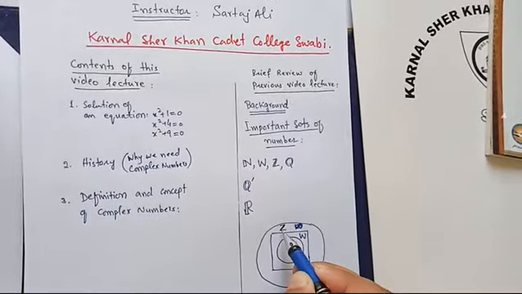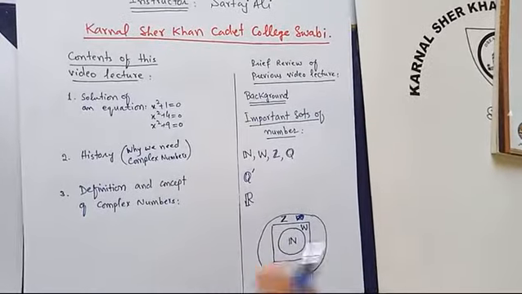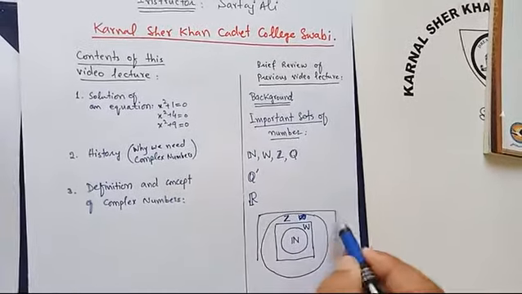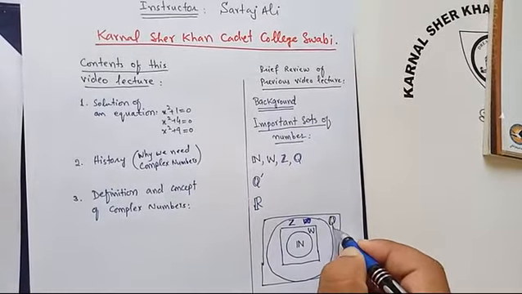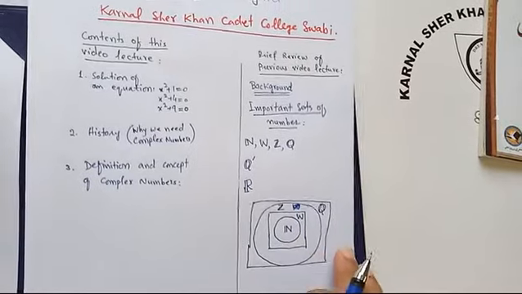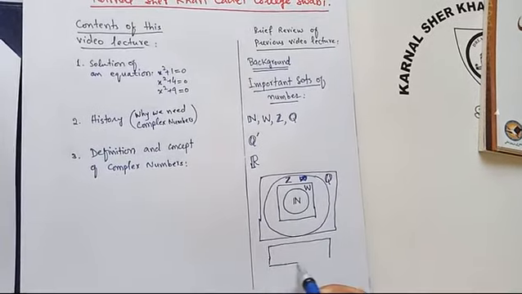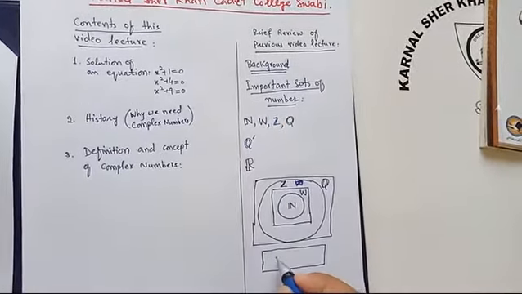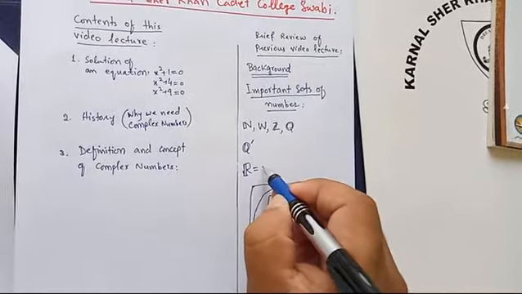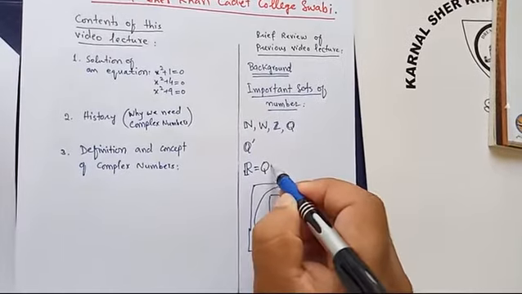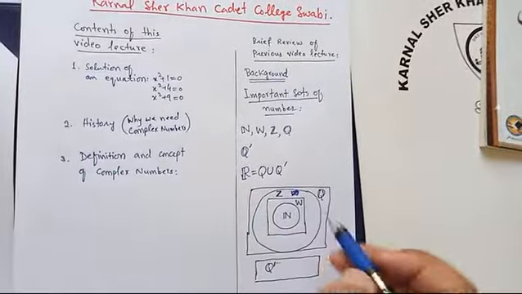It shows that Z is a superset for these two sets, meaning these two sets are subsets of Z. Then the set of rational numbers also contains the remaining ones, and the set of irrational numbers is not a superset for any of them. So this is the set of irrational numbers. Now when you take the union of the set of rational numbers and the set of irrational numbers, you will get the real numbers.